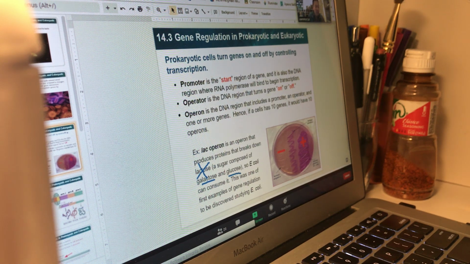Lactose negative means there's no food, okay? There's no sugar. So you don't see bacteria growth here because there's no food, right? There's no lactose, there's no food. The bacteria are going to die. I mean, you put them on this petri dish, you incubate it, it's still going to die.